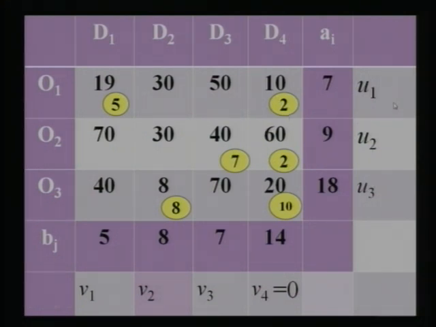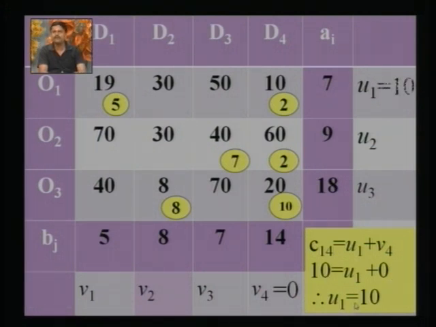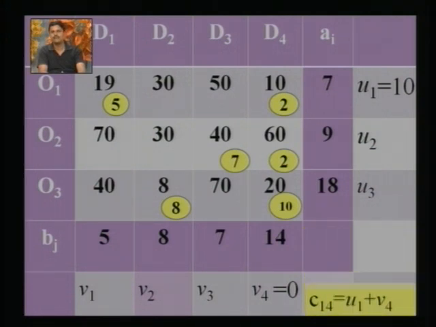First I will find the value of U1. For finding U1, what formula should be applied? U1 plus V4 equal to C14. You can see here the calculation is shown in that yellow corner. C14 is equal to U1 plus V4. C14 is the cost value, that is 10 here. U1 is not known, that we want to find. V4 is 0. So U1 plus 0 is equal to 10. So U1 is equal to 10. So now I will write U1 is equal to 10. So this first calculation is over.